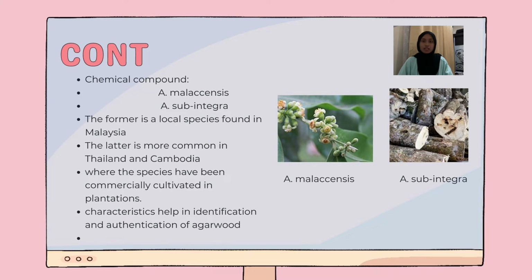The former is a local species found in Malaysia which has superior quality of resin and oil. The latter, with faster growth, is more common in Thailand and Cambodia. The characteristic of aroma helps in identification and authentication of agarwood as well as determination of its quality.